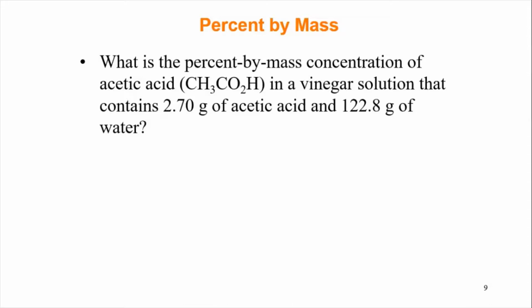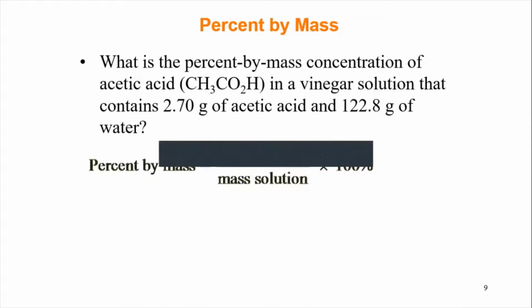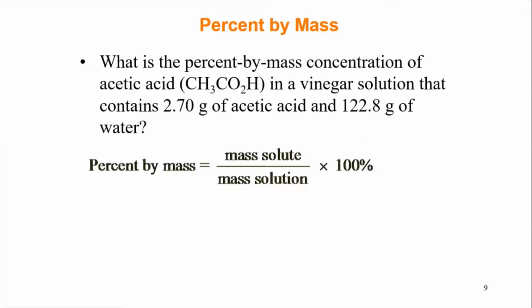So remember that the formula here is grams of solute divided by grams of solution times 100%. Don't forget, in applying sig figs, the times 100% has no bearing on it. That's just a way of moving the decimal point. So whatever grams they give you, that's where your sig figs are going to come from. All right. So we have 2.70 grams of acetic acid. The solution is not 122.8. That's just the solvent. It's 122.8 plus the acetic acid.